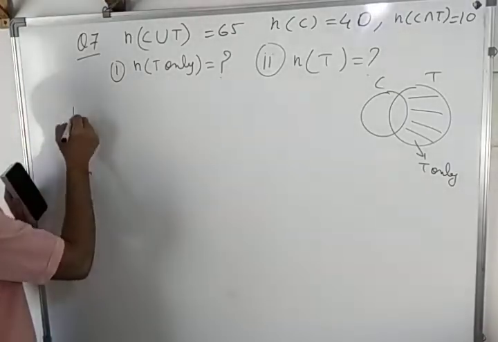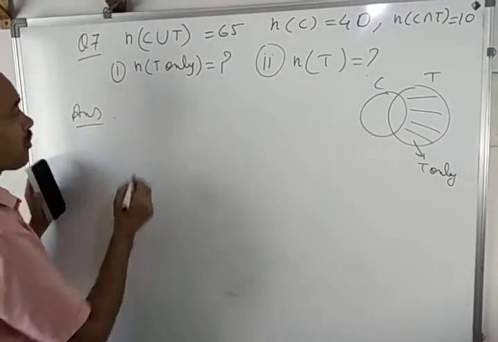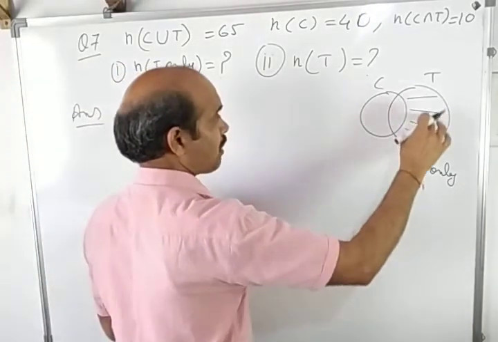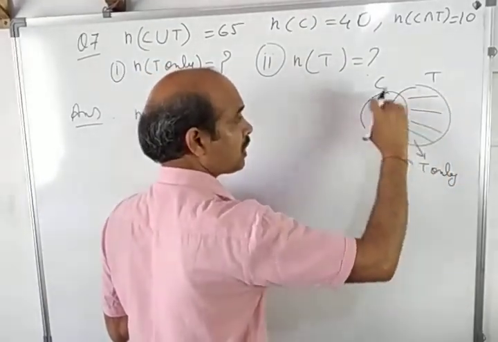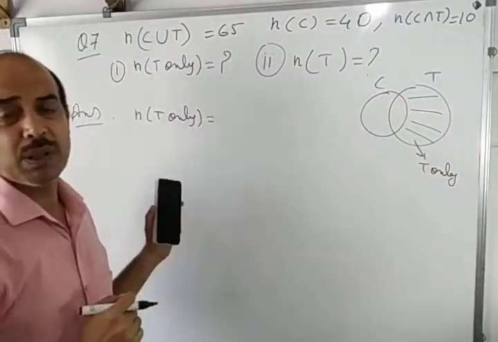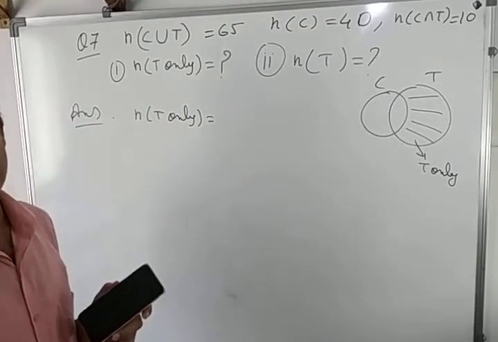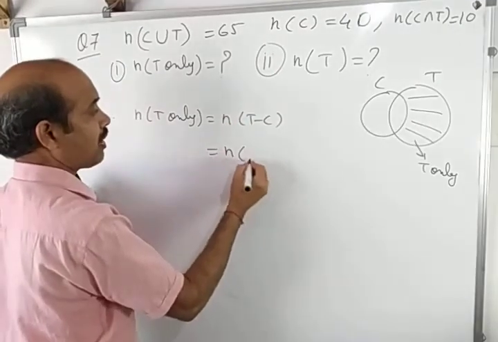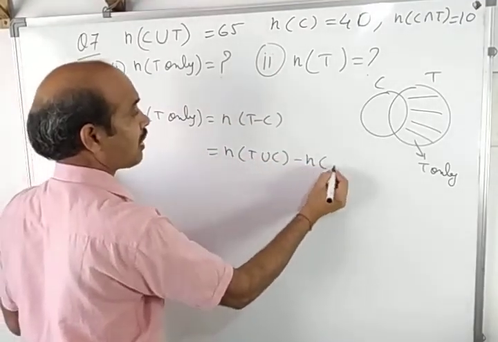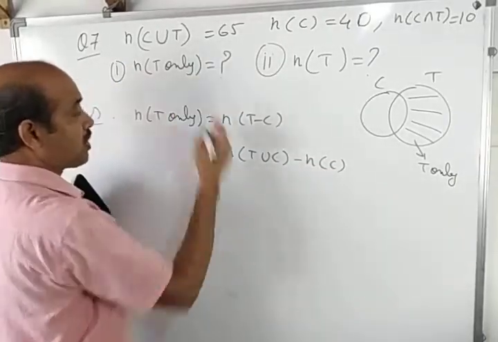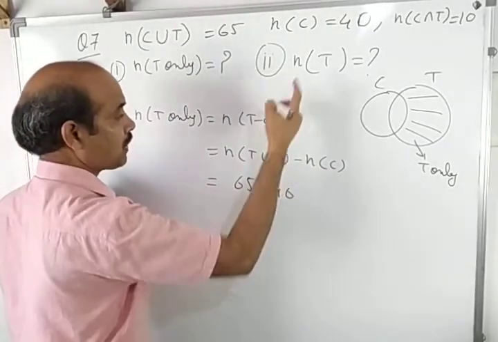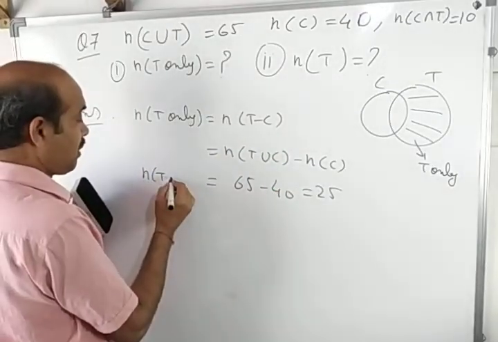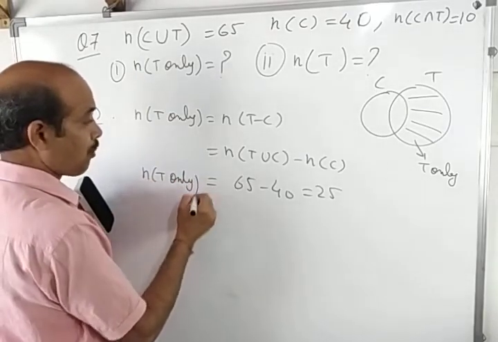Then we have a method. Tennis only is, see, this area, which can be found by the total union minus C. From the entire union we can find out the number of cricket players. So this is N(T minus C), which is N(T union C) minus N(C), and this is 65 minus 40, so it will be 25. So the number of tennis only will be 25.